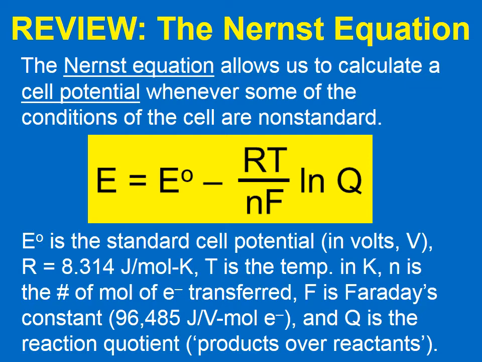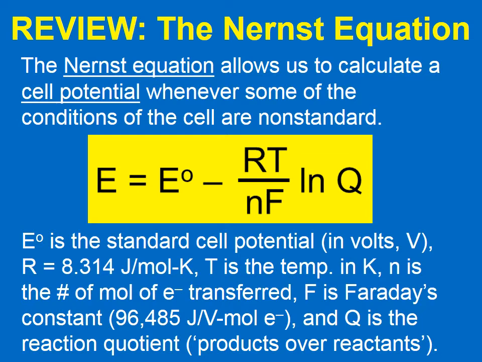Let's review. The Nernst equation allows us to calculate a cell potential whenever some of the conditions of the cell are non-standard. And there's the Nernst equation. E is equal to E naught minus RT over nF log Q.